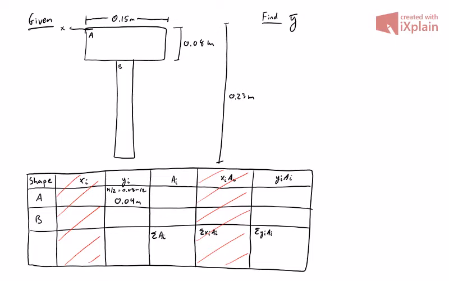Now again, for shape B, if we go ahead and look at it, we know the centroid of a rectangle is right in the middle. So if we were to just do height divided by 2, that gives us the position as measured from one side of the shape. However, we need the position as measured all the way from the x-axis. So to do that, we have to do the distance from the x-axis to the start of the shape, 0.08 meters, plus the height divided by 2.